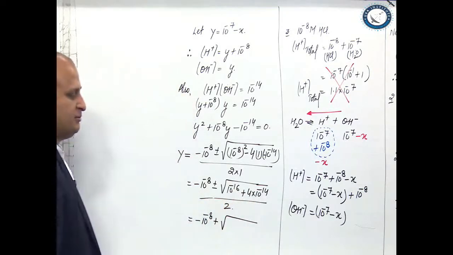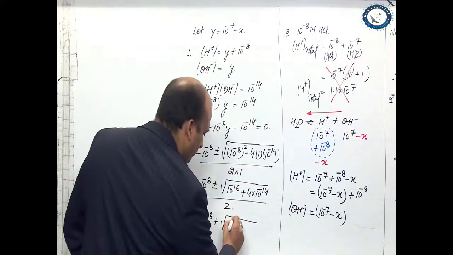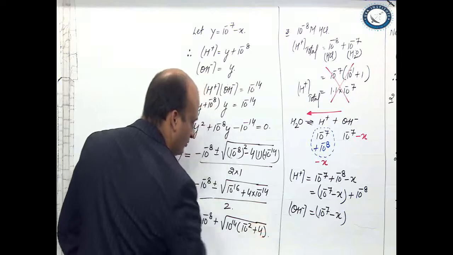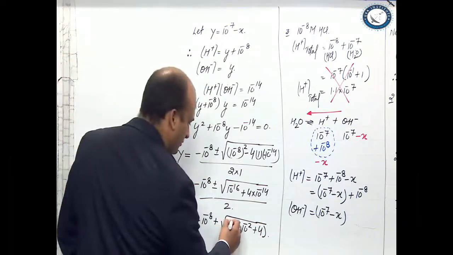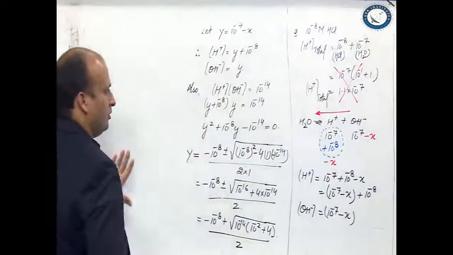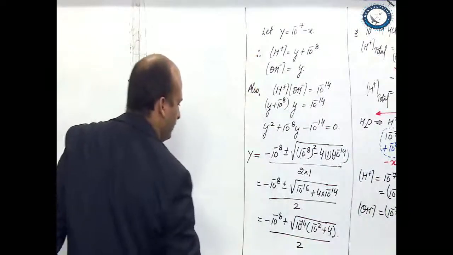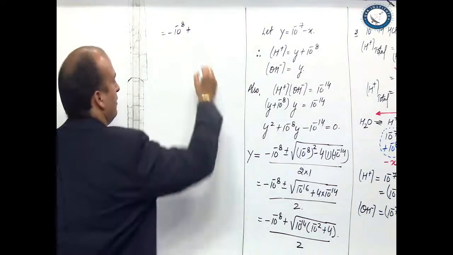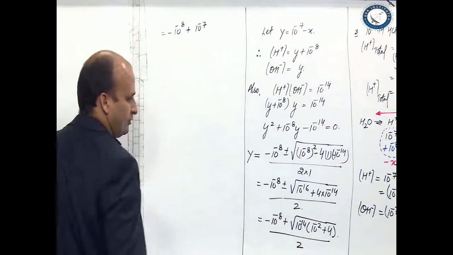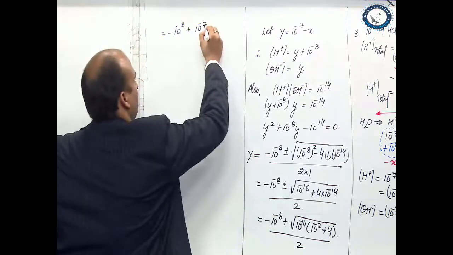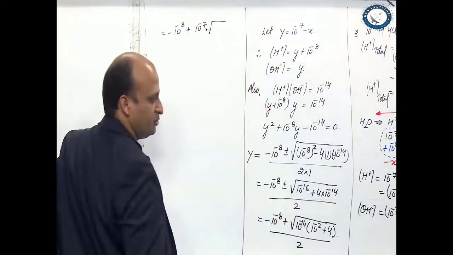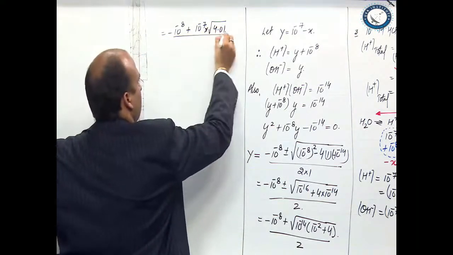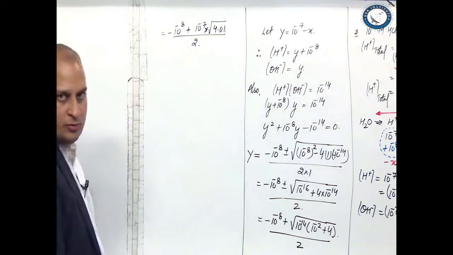Now this is 10 raised to power minus 16 plus 10 raised to power minus 14. So what if I take 10 raised to power minus 14 out? It will be 10 raised to power minus 2 plus 4, minus 14 by 2. Okay. So if I solve it out, I will be getting minus 10 raised to power minus 8 plus 10 raised to power minus 7. Okay. Into under root of 4 plus 10 raised to power minus 2, that is 4.01. Okay. Divided by 2. Fine.